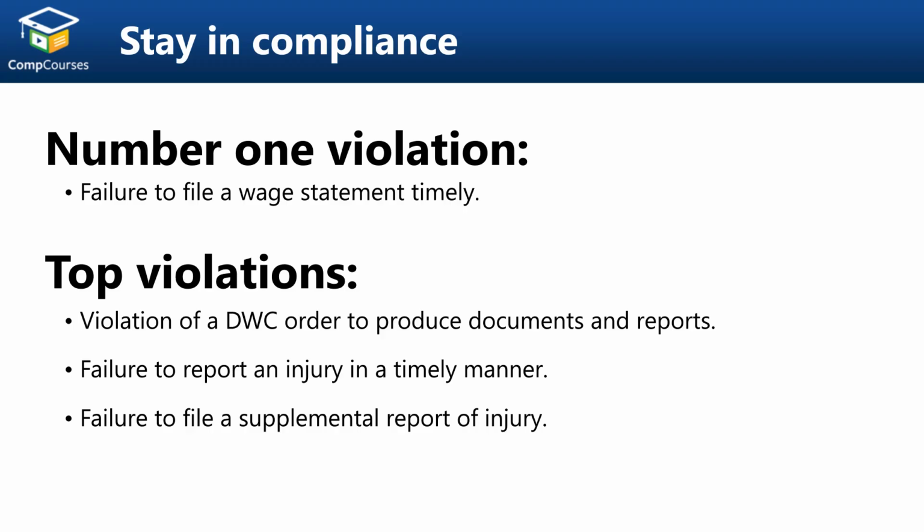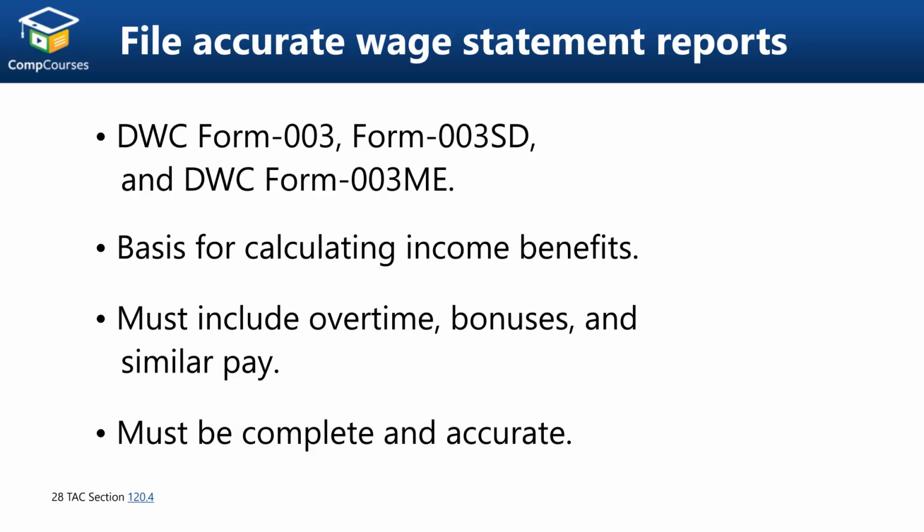Now, the wage statement is very important because this is the document that actually provides the insurance carrier with the injured employee's wages. And this is how the insurance carrier can actually determine the pay rate for an injured employee. This is a number one violation because they're not being filed within a timely manner. Remember, the wage statement, the DWC Form 003, must be completed and filed with the insurance carrier, the injured employee, and injured employee's attorney, if any, of course, within 30 days of the earliest of the date that the employer is notified that an injured employee is entitled to income benefits, or the date of the employee's death because of a compensable injury. Remember, this one determines income benefits for injured workers. And these forms must include overtime, bonuses, and similar pay if applicable.